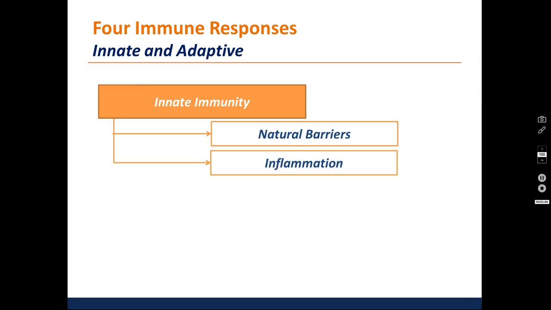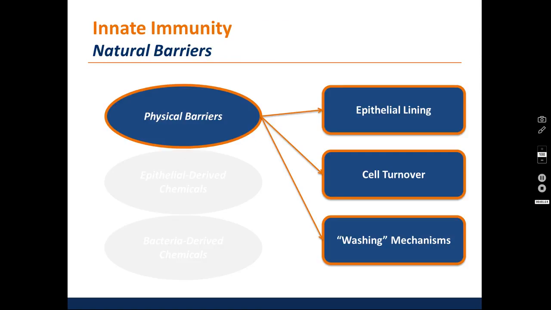In our next video, we'll actually talk about adaptive responses, but let's focus particularly on the innate responses in this one. So with the innate responses, our first response is our natural barriers. And our natural barriers are things like our physical barriers, epithelial-derived chemicals, and bacterial-derived chemicals. These physical barriers are our epithelial lining, the turnover of epithelial cells, and washing mechanisms.